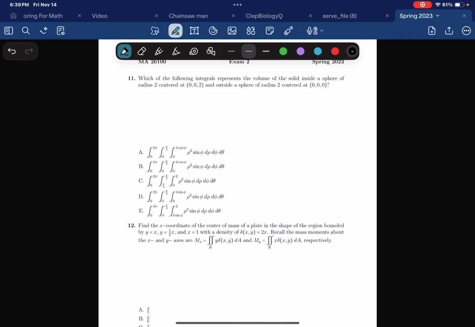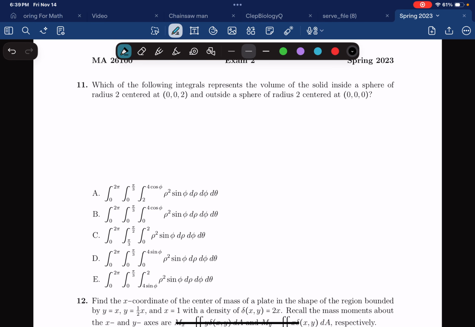Okay, which of the following integrals represents the volume of the solid inside a sphere of radius 2 centered at 0, 0, 2, and outside a sphere of radius 2 centered at 0, 0, 0. Now, you might look at this and be like, what is going on?